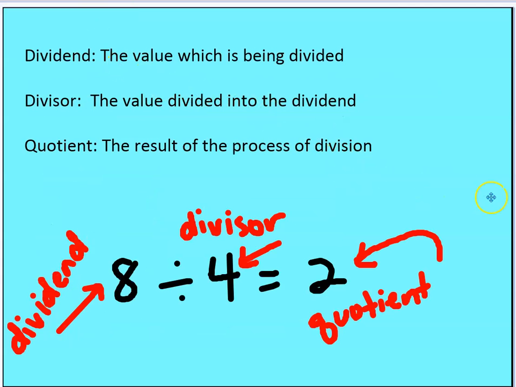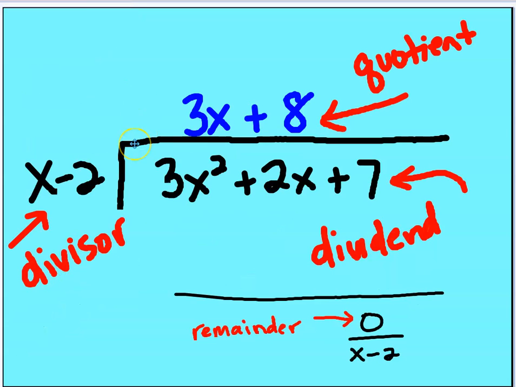All right, so let's talk about some terms we need to discuss around division: dividend, divisor, and quotient. So dividend is the value which is being divided. So 8 divided by 4 equals 2. Divisor is the value divided into the dividend. So I divide the divisor into the dividend to get the quotient. The quotient is the result of the process of division. So dividend divided by the divisor provides us with the result, which is the quotient. So dividend, divisor, quotient.